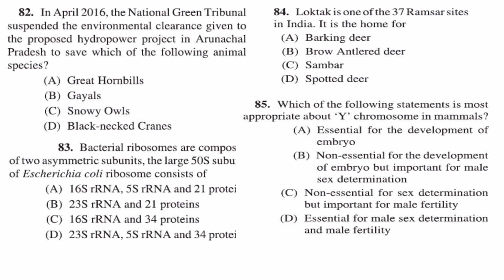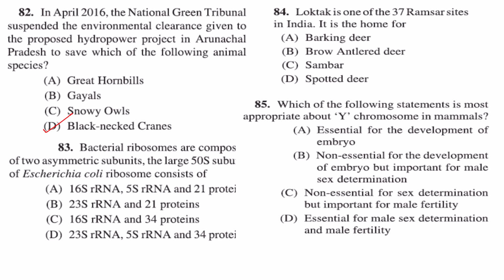Okay. Next question. In April 2016, the National Green Tribunal suspended the environmental clearance given to the proposed hydropower project in Arunachal Pradesh to save which of the following animal species? It is black-necked cranes. Then bacterial ribosomes are composed of two asymmetric subunits.